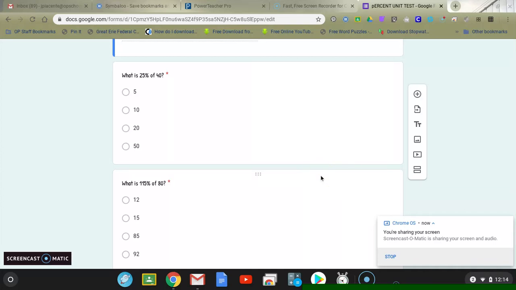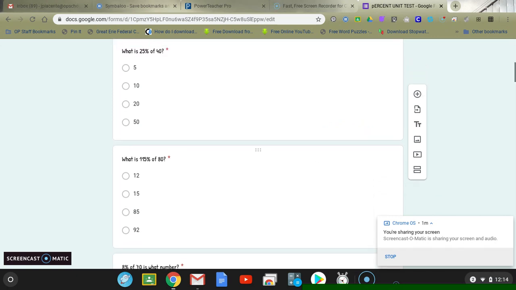Okay, what is 25% of 40? Remember, you're using your is and your of equals percent over 100, or part over whole equals percent over 100. So your answer choices are 5, 10, 20, or 50.